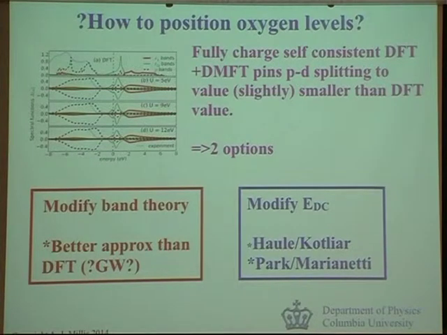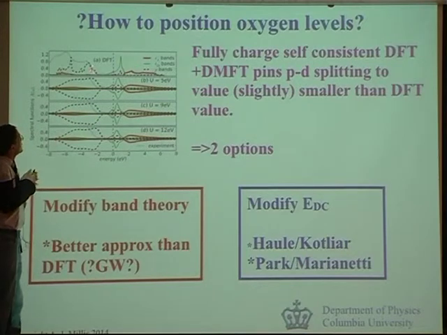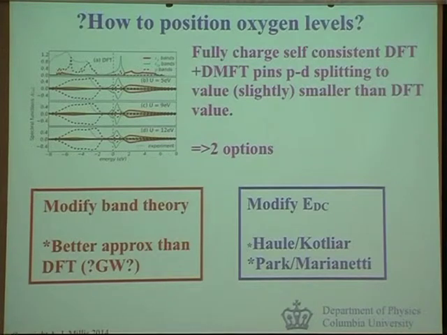Okay. So how do you position the oxygen levels, given that the existing theory doesn't work? Given that the fully charged self-consistent DFT plus DMFT pins the PD splitting to a value which is fixed independent of U, slightly smaller than DFT, fixed relative to DFT, and too small relative to experiment. So there's two ways to think about this, and I think that at this stage we don't know which is the right one.